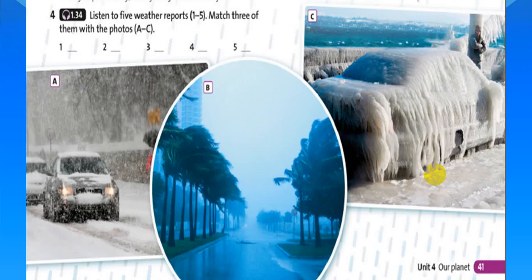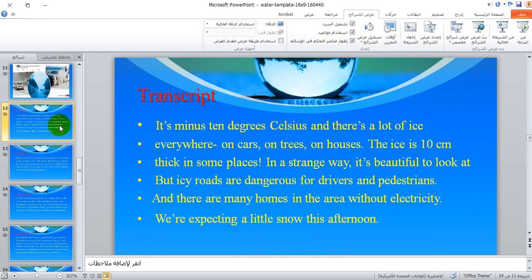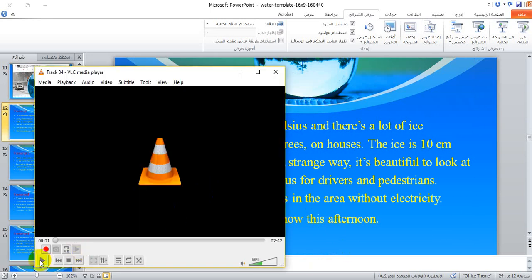Now we have a listening activity. Let's listen to 5 weather reports and match 3 of them with the photos. Of course I prepared the dubbing for you. Pardon. Okay, sorry. Let's start. We will listen to it twice because we have two exercises that need listening.